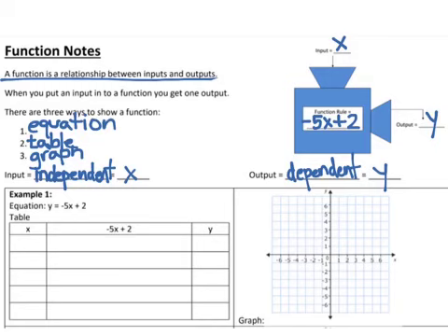So let's look at example 1. We have an equation y equals -5x plus 2. And we're going to put in some inputs or some x values and see what we get for y values. So for our x values here, we're going to choose 5 of them, and they can be any of these values along the x-axis. So it could be -6, -5, -4, -3, -2, -1, 0, 1, 2, and so on.